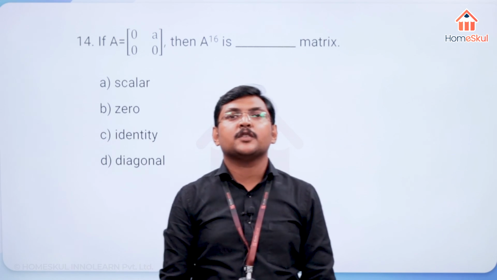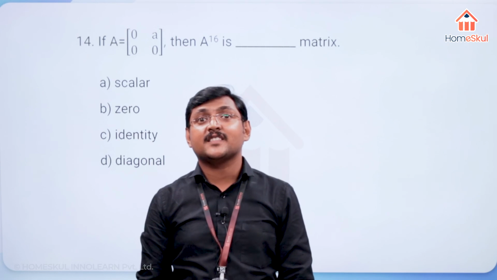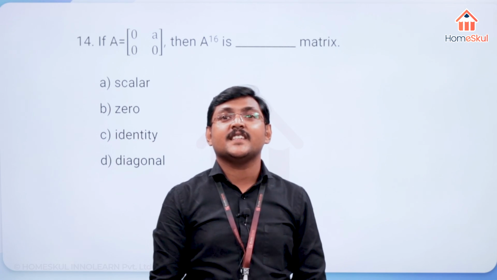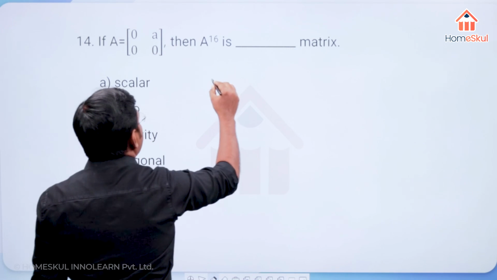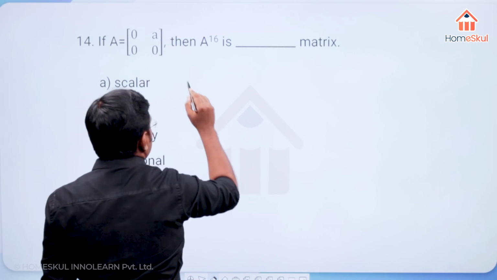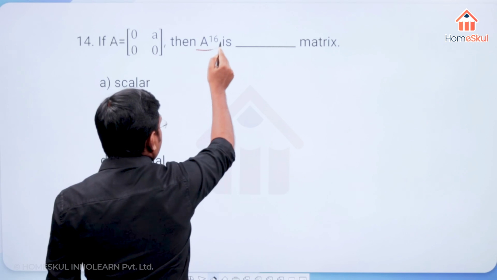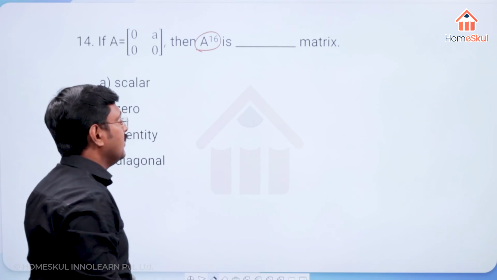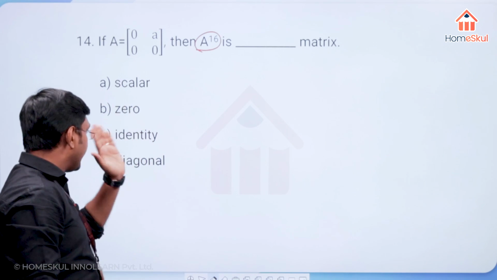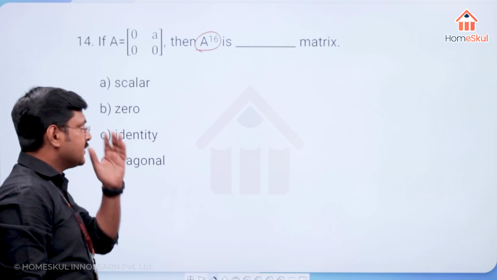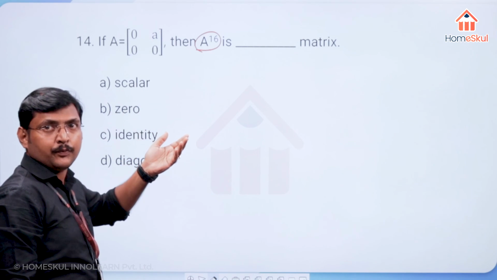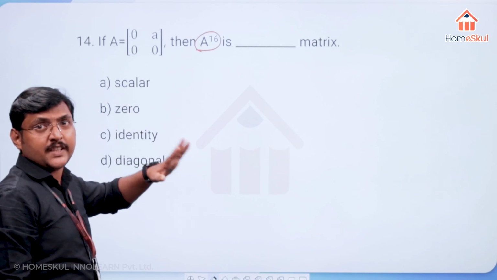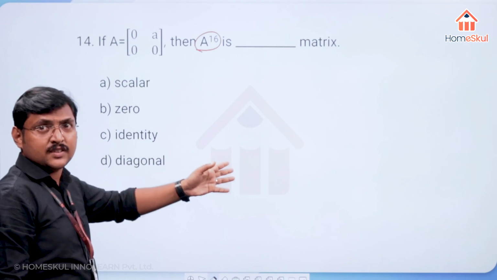If A is a 2 by 2 matrix, 0, a, 0, 0, then A raised to 16 is dash matrix. Listen. A is clearly given as 0, a, 0, 0. So we need to find what is A raised to 16. Whether it is a scalar, zero, identity or diagonal matrix. Scalar means the diagonal elements have the same number other than 1. The number should be the same in the diagonal.